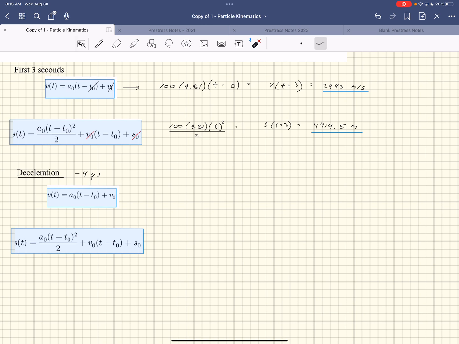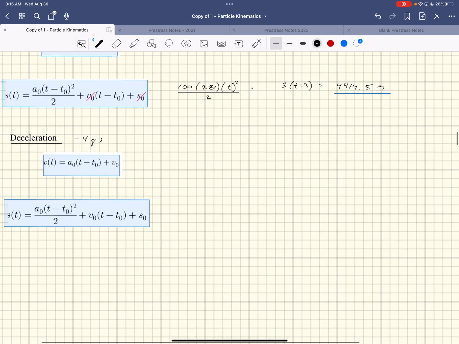Same thing down here in this S. My A naught is going to be -4 Gs. My T naught's going to be 3. My V naught's going to be this V naught that we got up here. And then S naught in this case is just going to be that 4414.5, because the beginning of this stage is the end of the last stage. And go from there. All right, so let's do that.